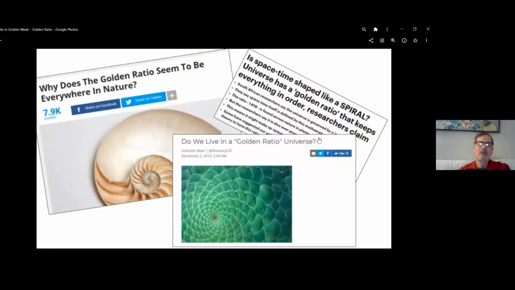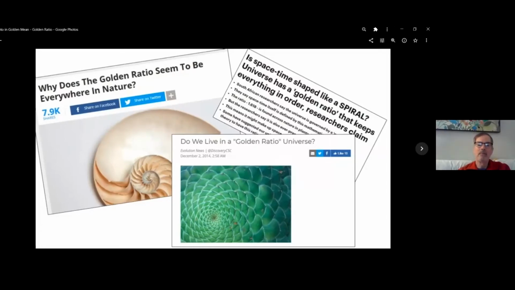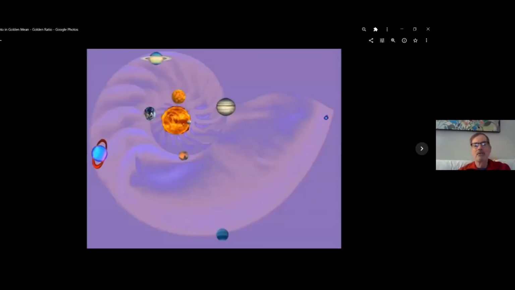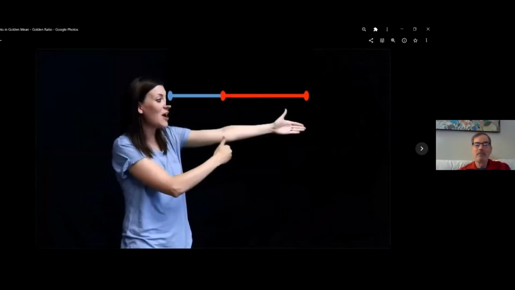Why does the golden ratio seem to be in nature everywhere? We don't really know. Astronomers have taken the paths of the planets and compressed them into one plane, which they aren't actually all in one plane. But if you do that, then you get a golden spiral pathway.